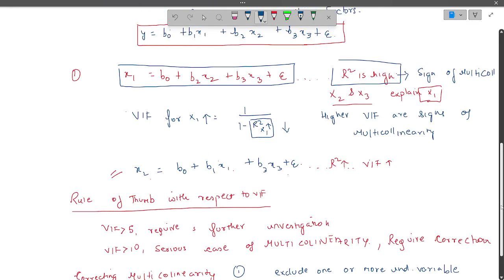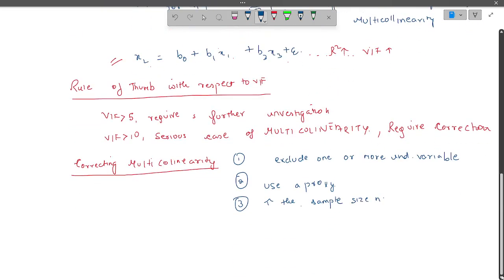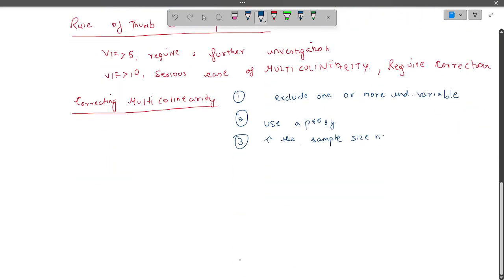It's over. Any doubts guys? Does anyone have any doubts? No, sir. No, sir. Then you will start with dummy variable regression.